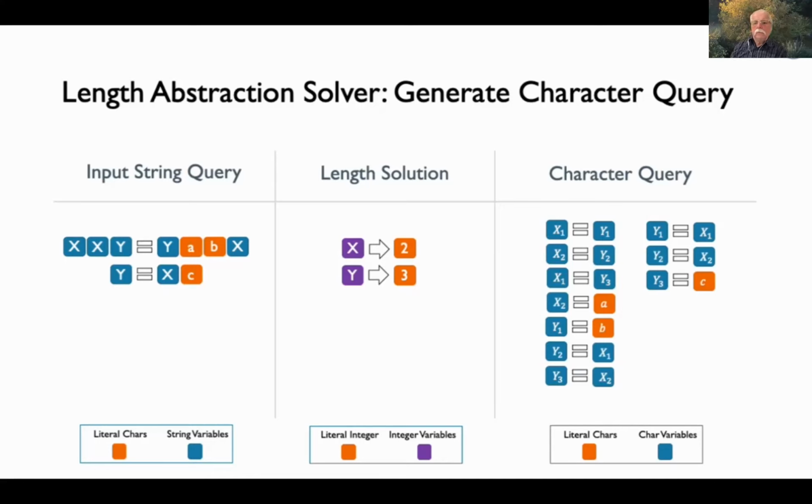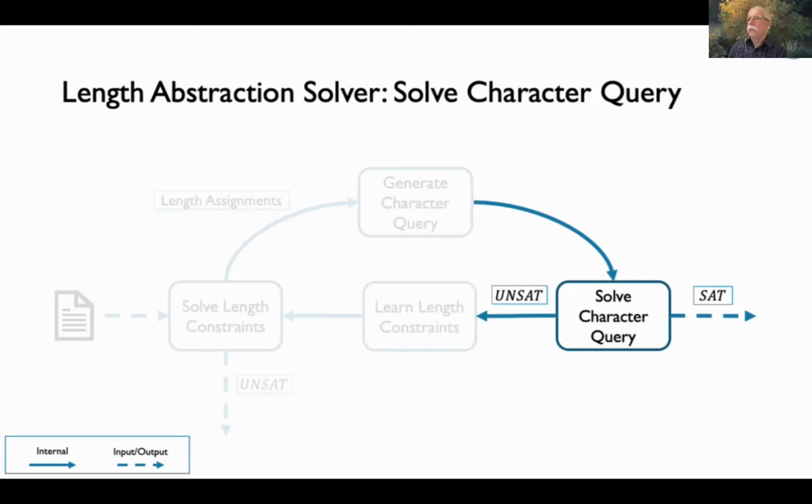Basically, the left column of this character query corresponds to the first word equation in the input, and the second column of the character query corresponds to the second word equation. You can think of each character variable as a bit vector. So then we take the character query that we generated and we solve it using an existing solver, like a bit vector solver. If this character solver says sat, then we actually found a satisfying solution for the entire problem and we're done. If the character solver says unsat, on the other hand, then we have to try other lengths.